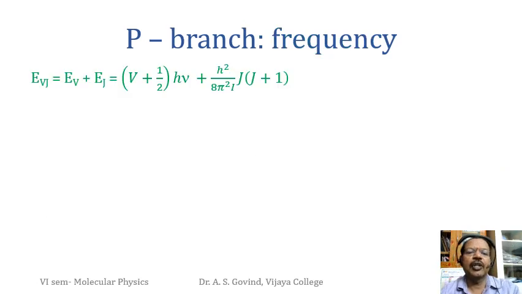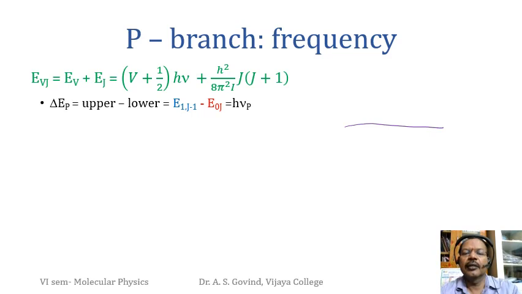So this is the total energy equation which I have repeated. And delta E for the P branch is written as delta EP. It should be upper minus lower. So we have here E0 and J. Upper one is V1 and J minus 1. And transition is going like this. So we have to take the upper minus lower to take the difference.